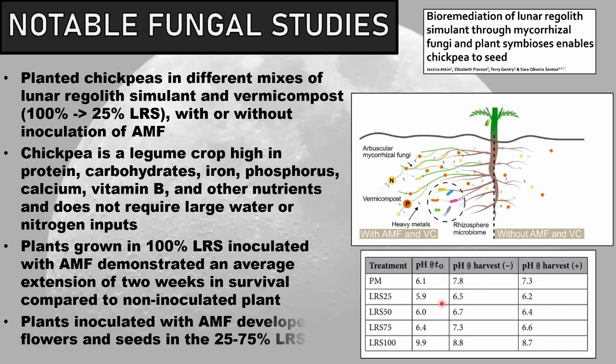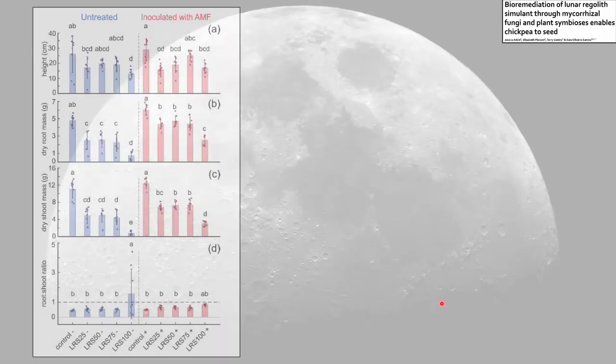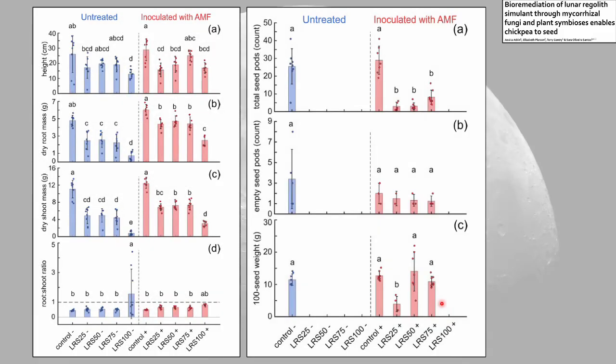So it improved. And of the ones that didn't die, the ones on lower regolith percentages, there are some that with the fungi even developed flowers and seeds. So definitely useful. All right. Here's some of the data here if you want to go through it, the different metrics they did across groups.